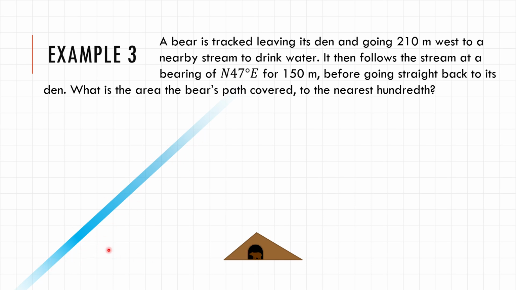And I'm trying to find out his path. So he goes in this direction. So I've drawn a little stream here. Eventually, he'll hit the stream. He'll go up the stream. This means north 47 degrees east, and we'll talk about that in just a second. And then eventually, he'll get bored and he'll go back. And so we want to find out what is the area that the bear's path has covered. If this is enough for you right now, pause the video and see if you can solve this question.